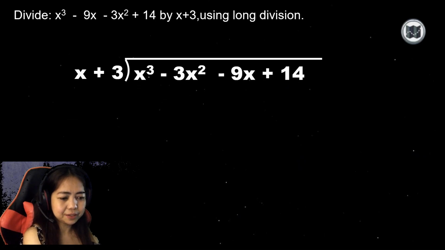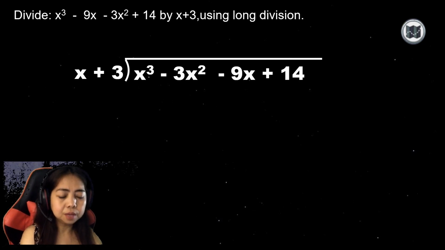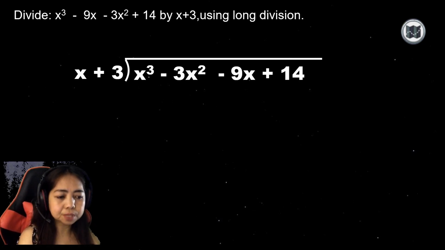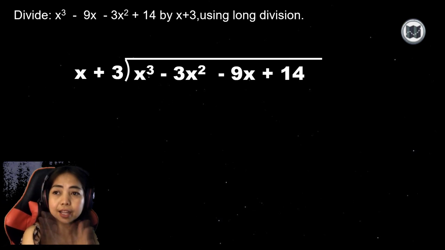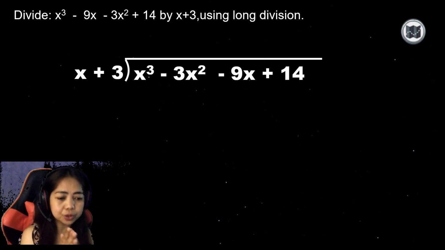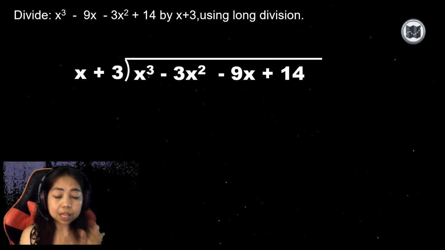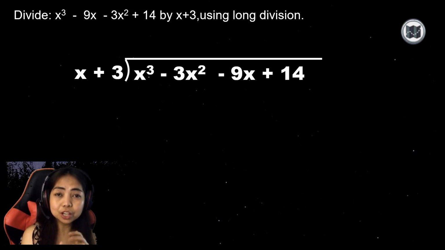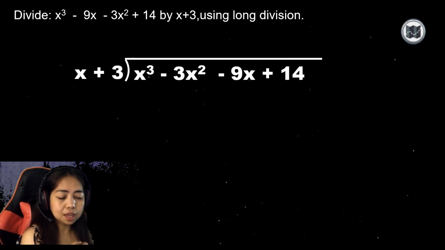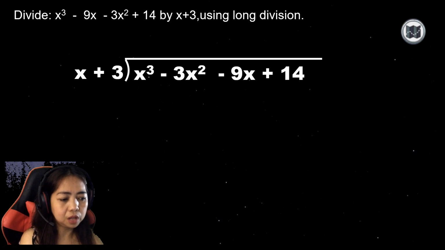So, let's click here. Ayan, we have to divide x cubed minus 9x minus 3x squared plus 14 by x plus 3 using the long division method. Okay? Of course, kailangan iayos muna natin from the highest exponent down to the constant. So, we have x cubed minus 3x squared minus 9x plus 14. Nasa loob siya ng division symbol. And then, yung divisor nating x plus 3 will be outside our division symbol.